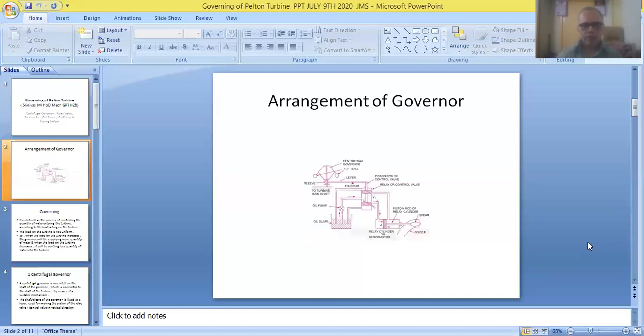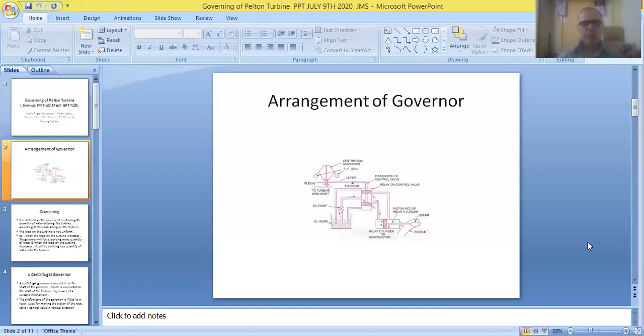And we can see a horizontal cylinder is placed in this arrangement. As informed just now, this is called a servo motor or a relay cylinder. Two cylinders are essential for operating the governor.